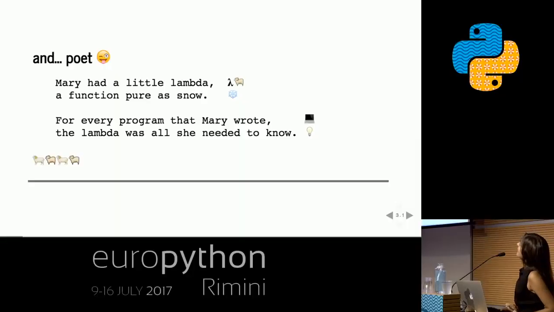So, buckle up. I wrote you a poem. It goes, Mary had a little lambda, a function pure as snow. For every program that Mary wrote, the lambda was all she needed to know. Where's my thunderous applause? I'm just kidding. I know, it's not a very good poem. That's why I write software for a living.